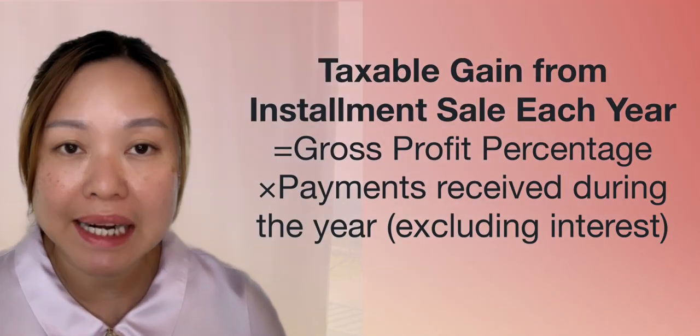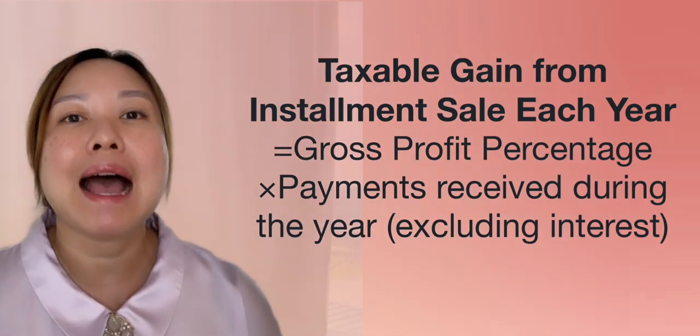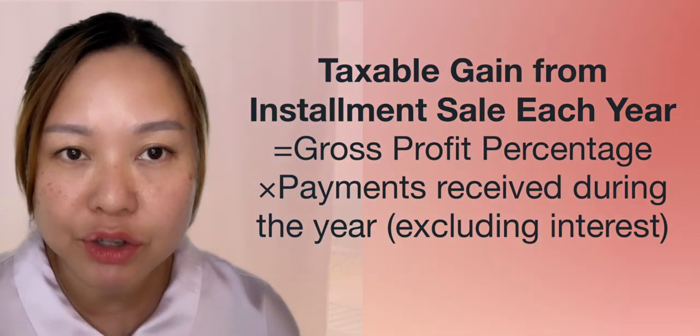The next step is to calculate the taxable gain. The taxable gain from the installment sale for each year equals the gross profit percentage that we just calculated above times the payment received during the year, excluding interest. If the sale price changes after the sale year, the gross profit and percentage must be recalculated and applied to the remaining payments. Any installment sale income reported previously is subtracted from the revised gross profit to get the new percentage.